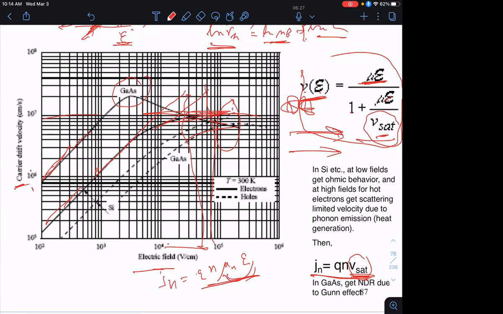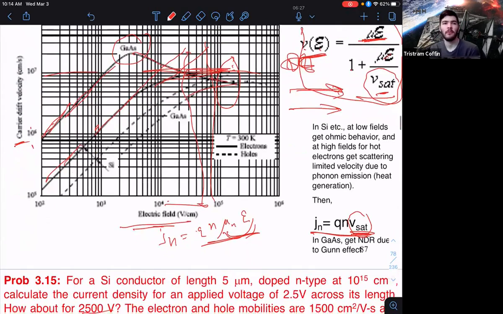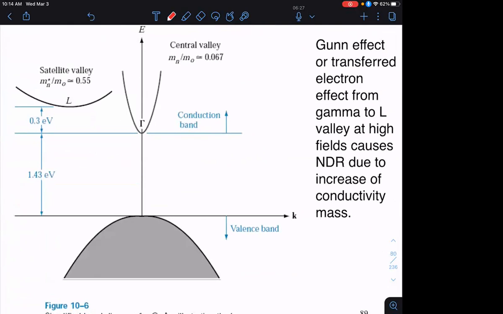Because normally you'd expect that as electric fields go up, the velocity should keep going up, right? And initially it does, but then you have a regime which is called negative differential resistance. All right. The reason for that is the band structure, and it's an effect known as a Gunn effect.